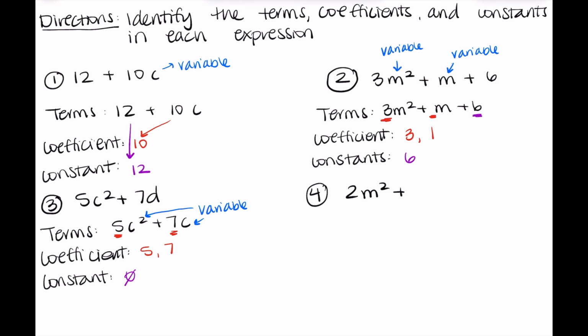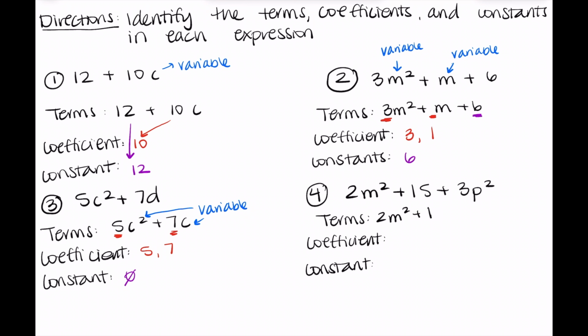For number 4, we have 2m squared plus 15 plus 3p squared. Now again, same steps. We're going to identify our terms, our coefficients, and our constants. Our terms here are just the full algebraic expression, which in our case for number 4 is 2m squared plus 15 plus 3p squared. Now for our variables, we have m squared and p squared.